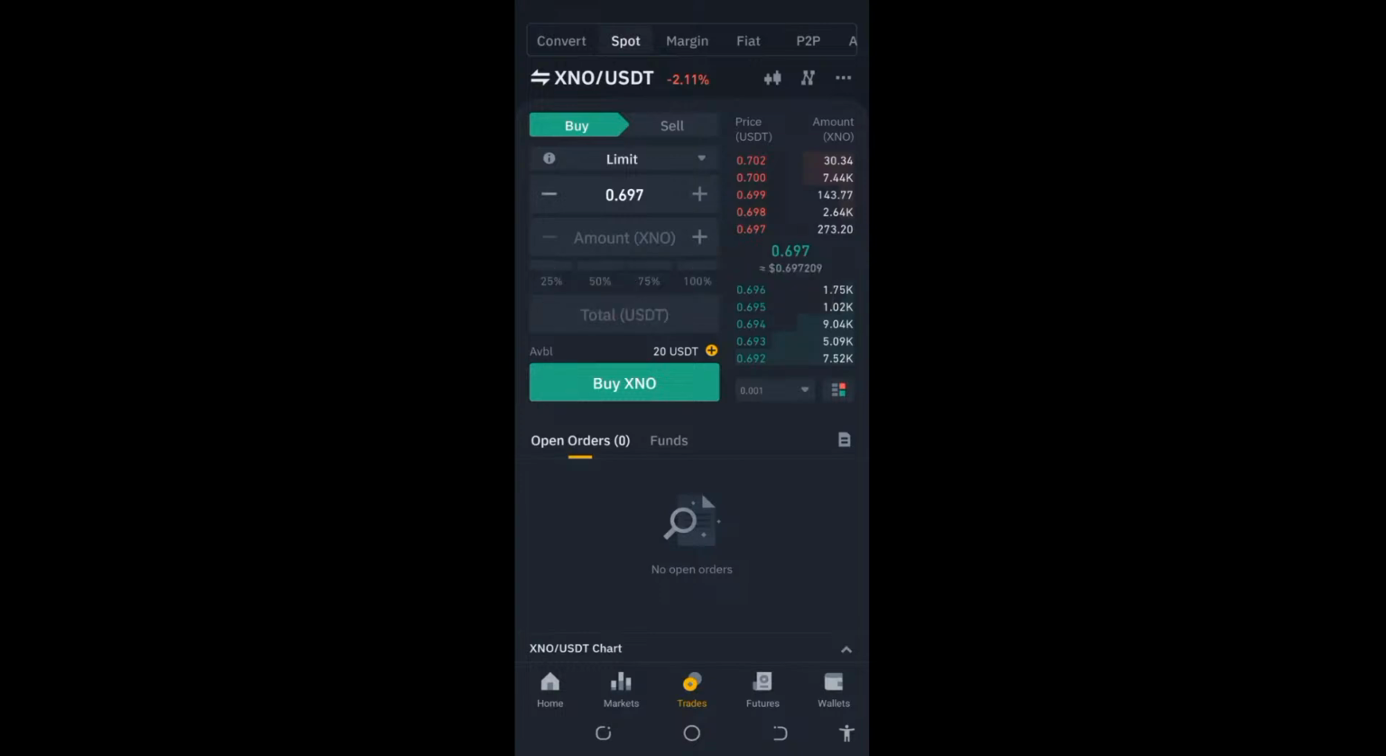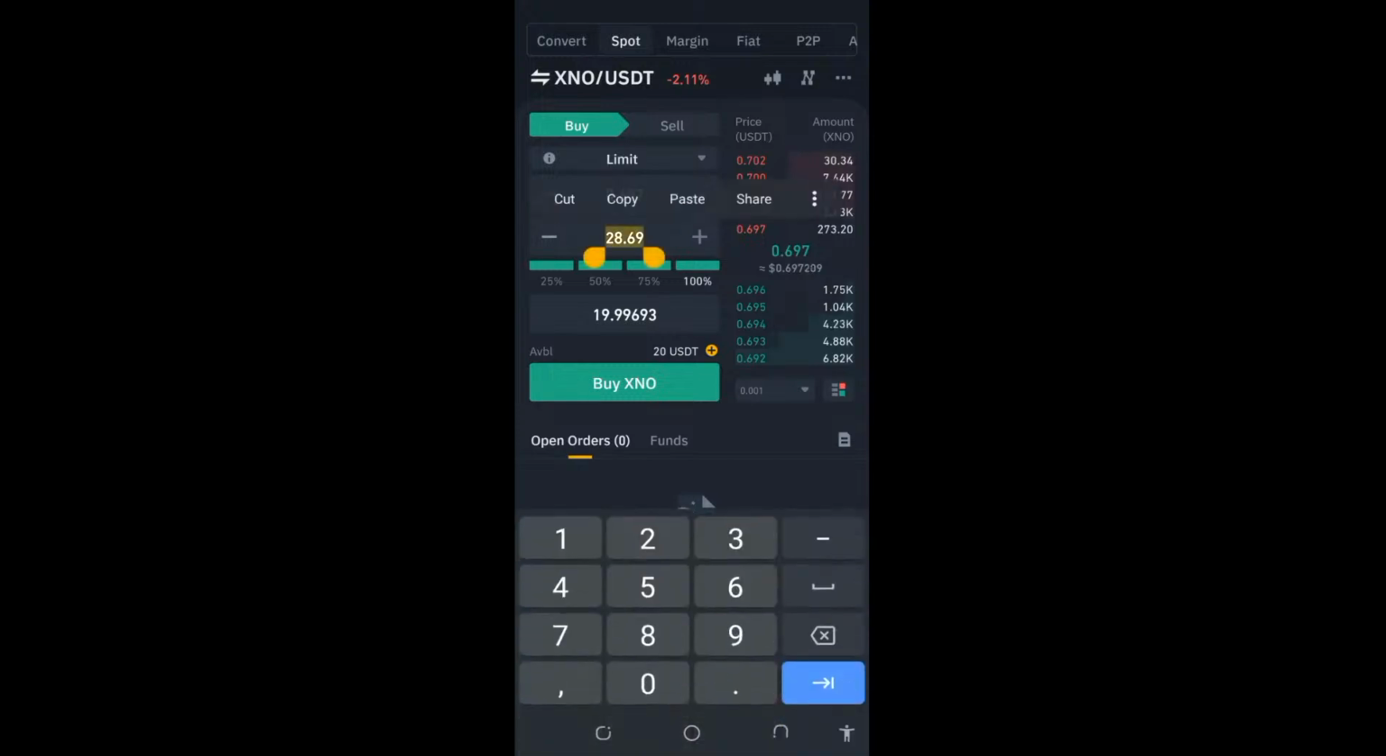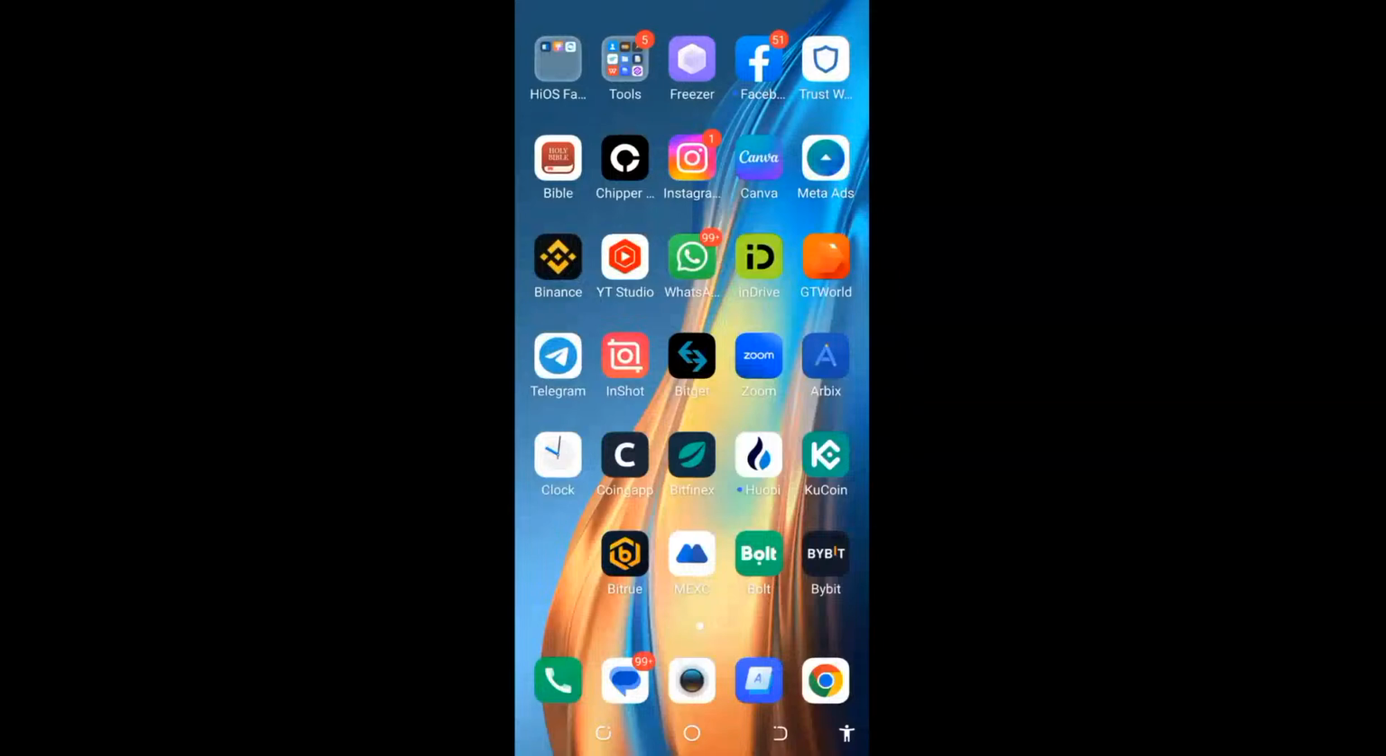All right, so today we have XNO/USDT. So let's quickly check, do the simulations, check our parameters, and see whether this will work. All right, so let's go ahead with that. First off, let's just quickly see how much we can get. So first we have the price is 0.697. Okay, and then with our $20, we can get 28.69. So let's quickly copy this and then go over and see what we can get in KuCoin.